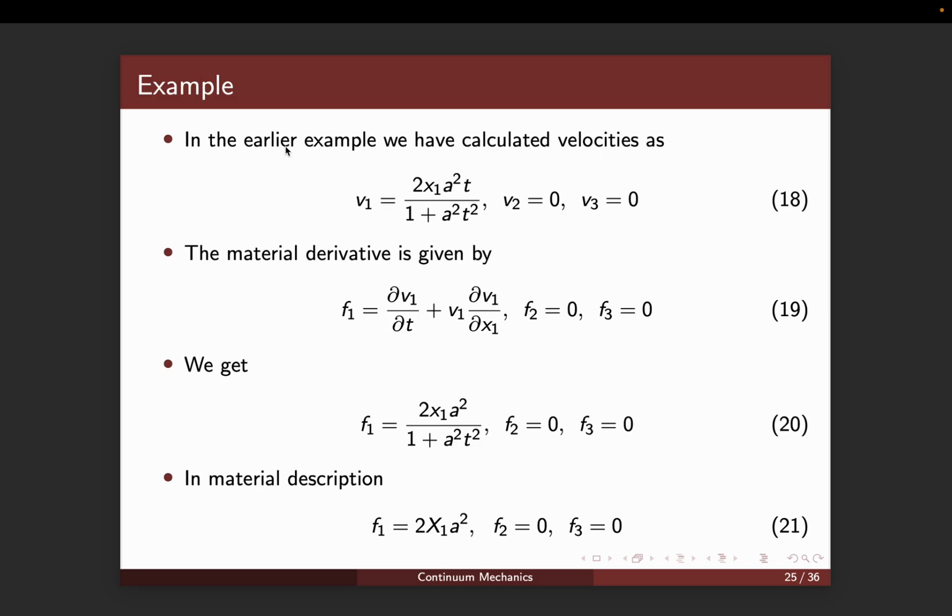We'll see another example. Let's take the velocity expressions v1, v2, v3 given in equation 18, where we have only a component along v1, and it is expressed in terms of spatial coordinates. Now the material derivative is given by taking the derivative with respect to spatial coordinates times the velocity component, plus the derivative with respect to time. So you will get the material derivative of the velocity, and one can express that in terms of spatial coordinates as well as material coordinates.